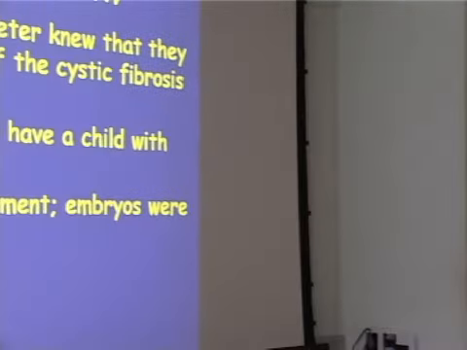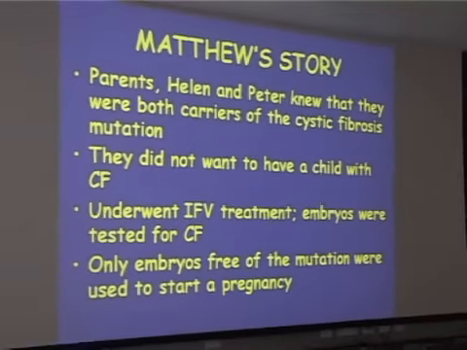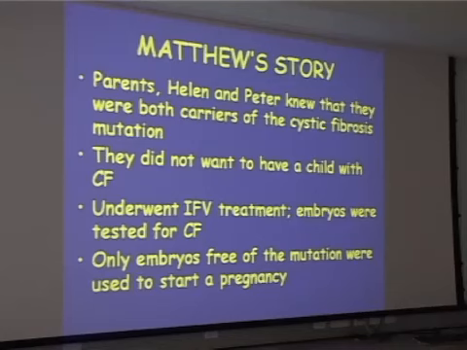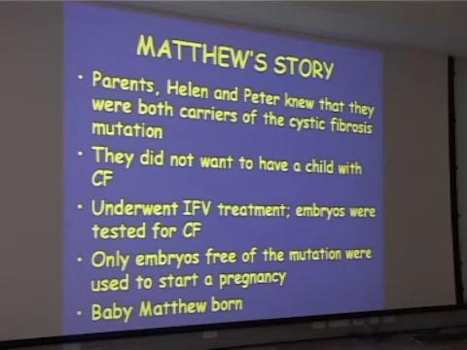And so they underwent IVF treatment, and I want to emphasize that is no walk in the park. And they tested the embryos for cystic fibrosis, only embryos free of the mutation. And that's what the clinicians usually try to do, to have people who are homozygous, who've got 2 copies of the wild-type gene, but sometimes they have to insert an embryo that's a carrier because they're the only decent embryos you've got. But they try for homozygous wild-type, homozygous normal gene, and baby Matthew was born.